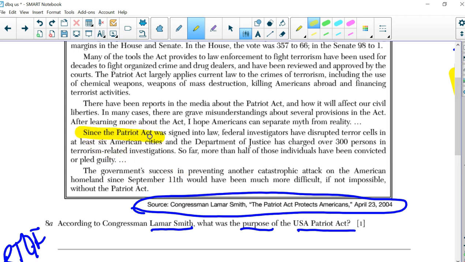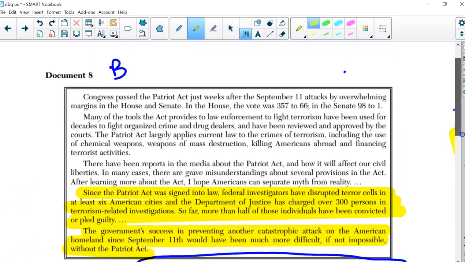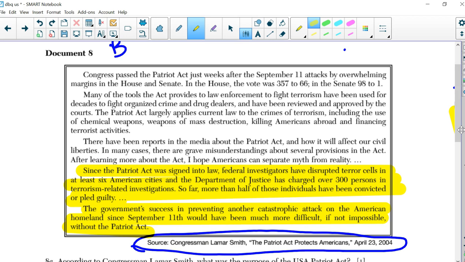Since the Patriot Act was signed into law, this is going to be your answer for number 2. It's in here somewhere, however you want to word it, or you can go down to this one. The government's success. Government has had success. Okay? I'm looking for an answer for number 1. What is the purpose of the USA Patriot Act?